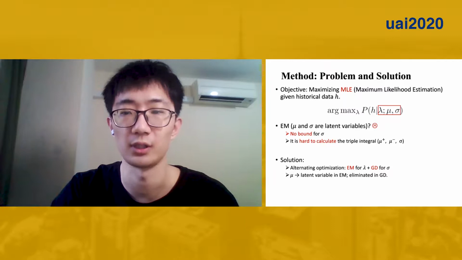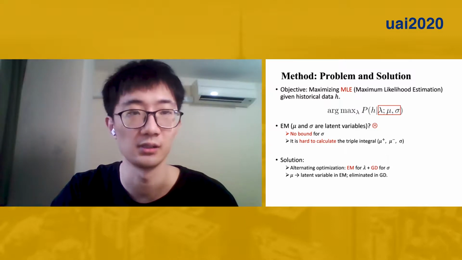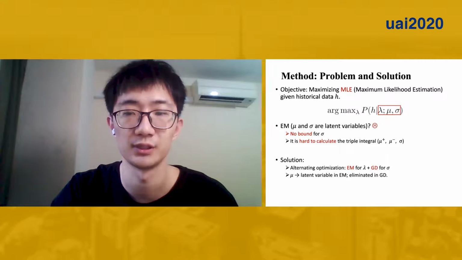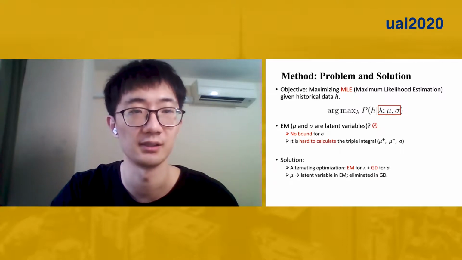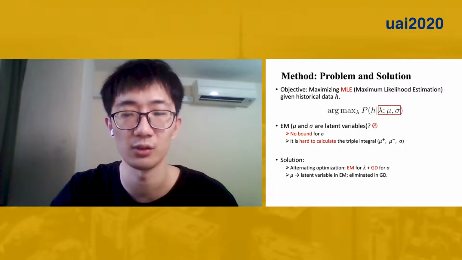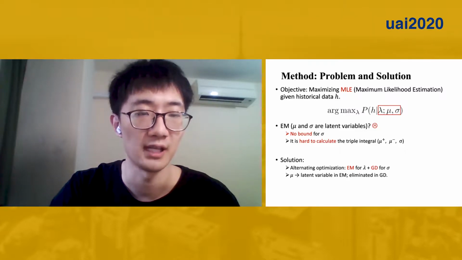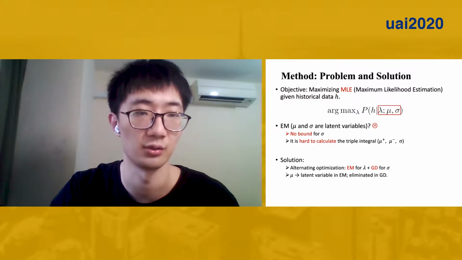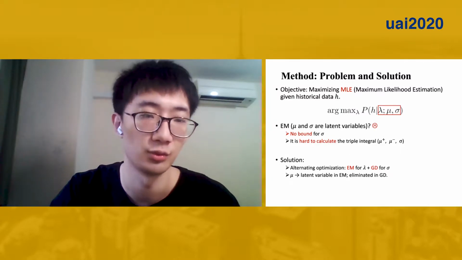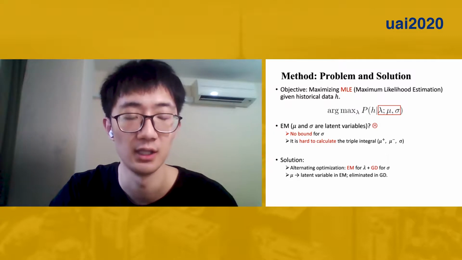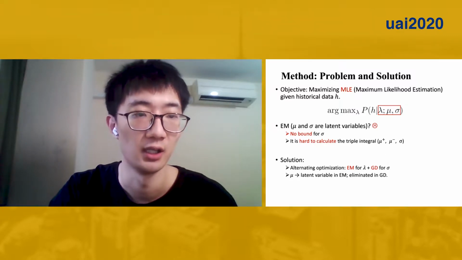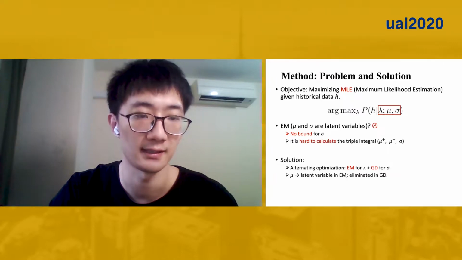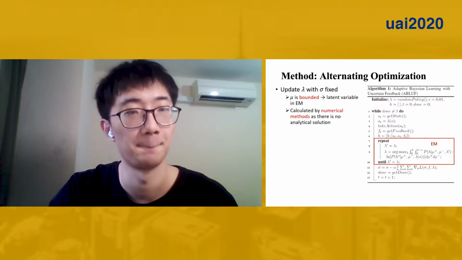Then to learn these 3 parameters, one popular way is using MLE with EM algorithms. However, if we treat mu and sigma as latent variables in the EM algorithm, the integral of EM is hard to calculate because there is no bound on sigma, and the triple integral is also hard to calculate. Our solution is to use an alternating optimization method that combines EM and GD. Mu is treated as a latent variable in EM and is eliminated in GD.